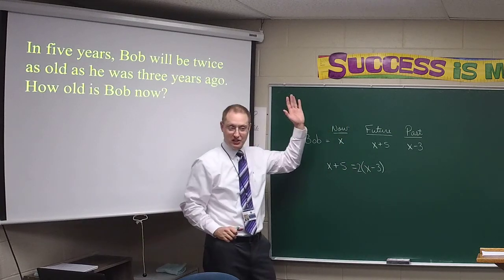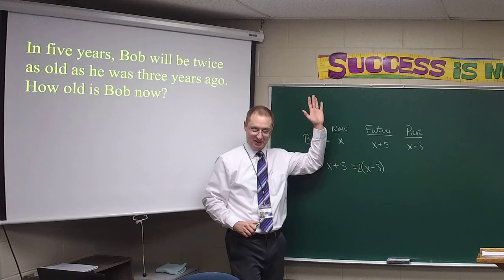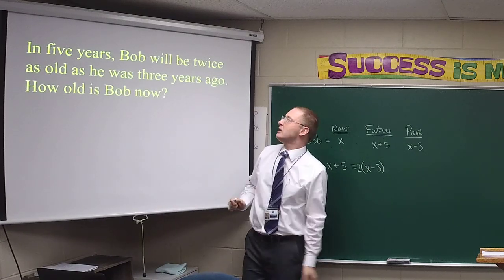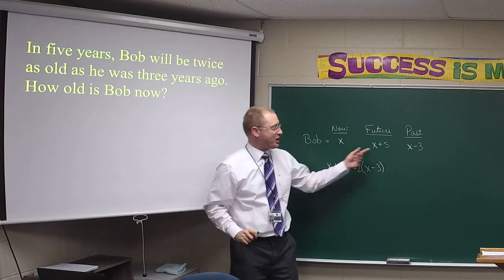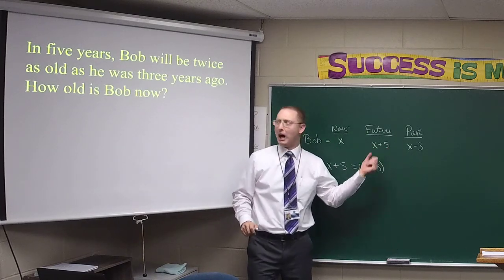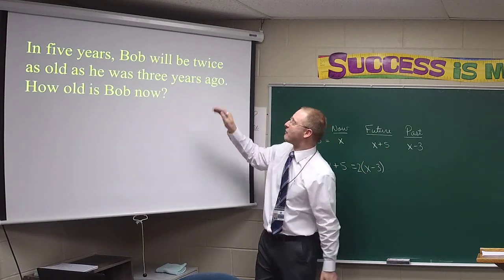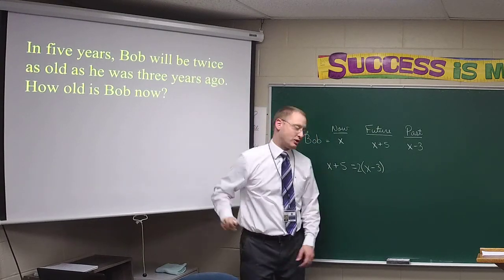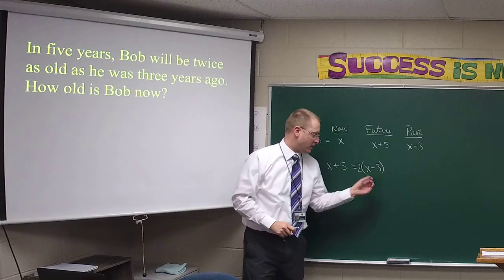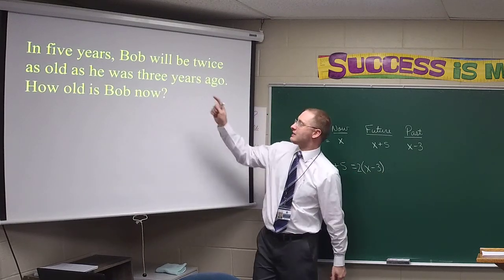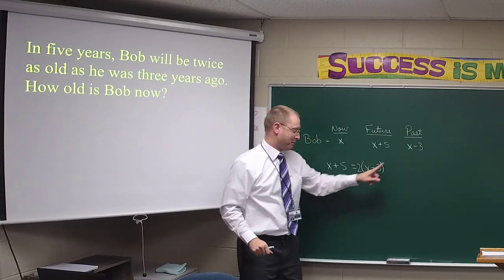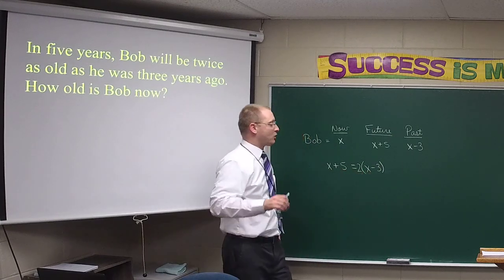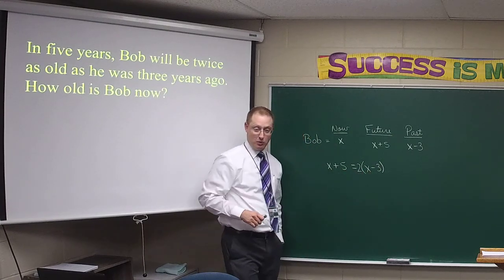How many were thinking the same thing that Michael said approximately? It says, in 5 years, Bob. So not the X Bob, but the X plus 5 Bob. That Bob, X plus 5, will be, so there's the equal sign that Michael picked up on, twice as old, so 2 times something, twice as old as who? As he was 3 years ago, past Bob. Future Bob equals twice past Bob. Questions on how we arrived at that equation?